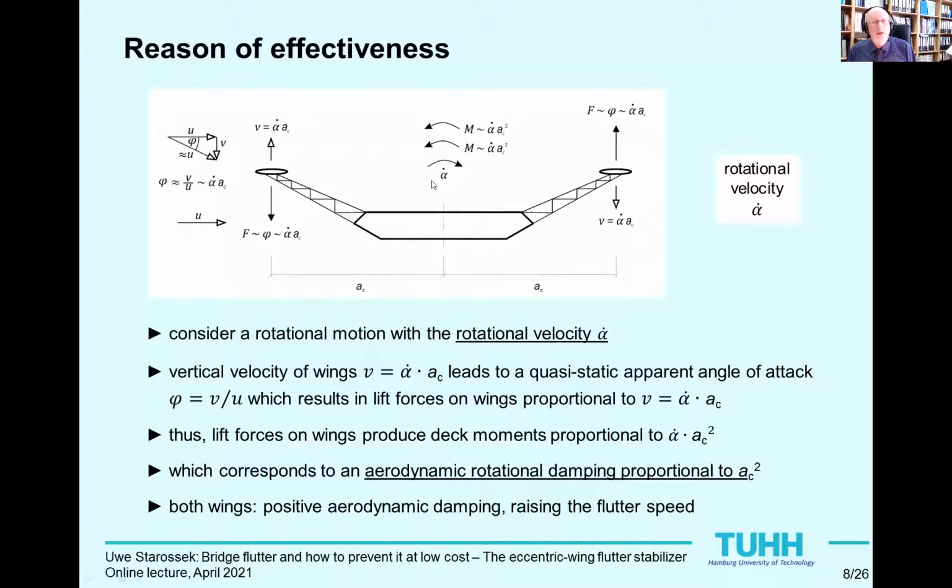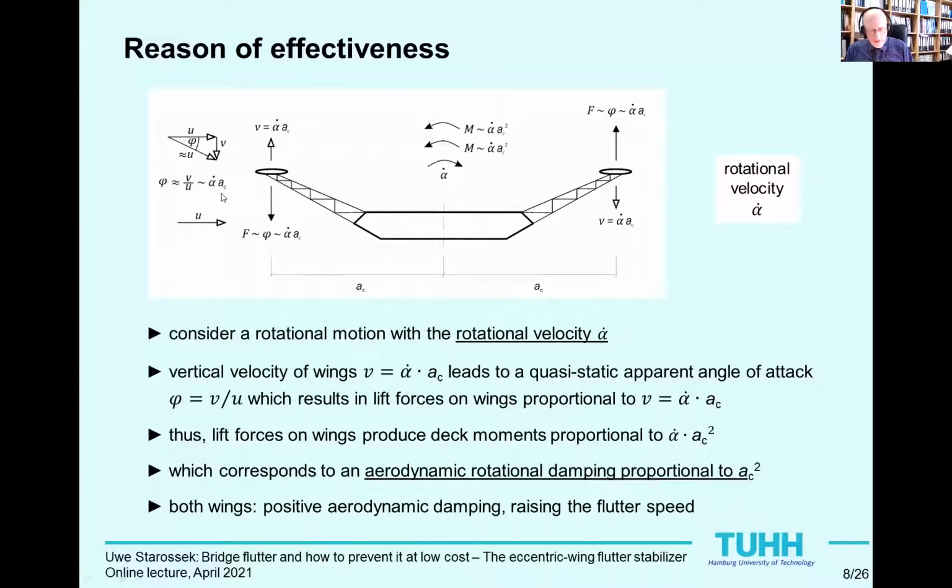The vertical velocity of the wings, v, due to alpha dot is alpha dot times ac, the eccentricity of the wings. When we assume a constant rotational velocity alpha dot, and quasi-stationary flow, we can superimpose the vertical velocity v on the horizontal wind speed u, which leads to an apparent angle of attack phi. Phi is proportional to v, and hence proportional to alpha dot times ac.